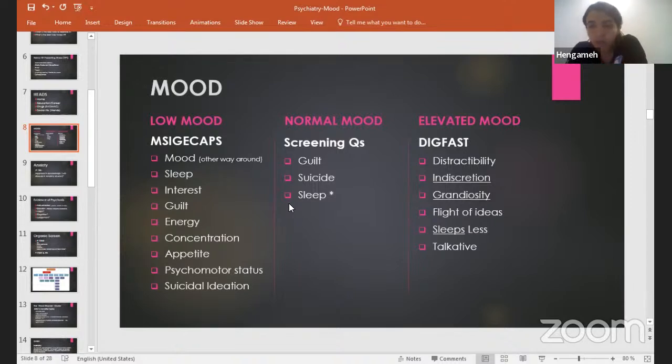Distractibility is something we observe, so it's objective. Indiscretion. The way I like to ask about indiscretion is, okay, Jenny, Jackie, whatever, you said that you've been feeling great. What kind of activities have you been engaging in? Have you been partying, sex, drugs, alcohol, gambling, or any investments?